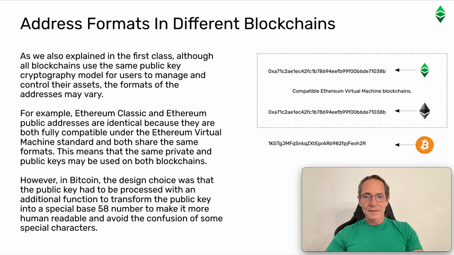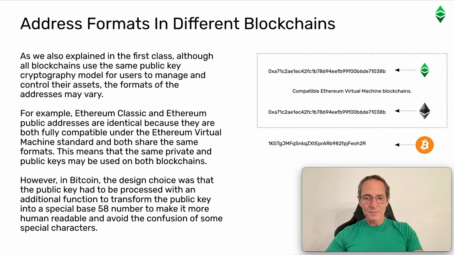Address formats in different blockchains. As we also explained in the first class, although all blockchains use the same public key cryptography model for users to manage and control their assets, the formats of the addresses may vary. For example, Ethereum Classic and Ethereum public addresses are identical because they are both fully compatible under the Ethereum Virtual Machine standard, and both share the same formats.